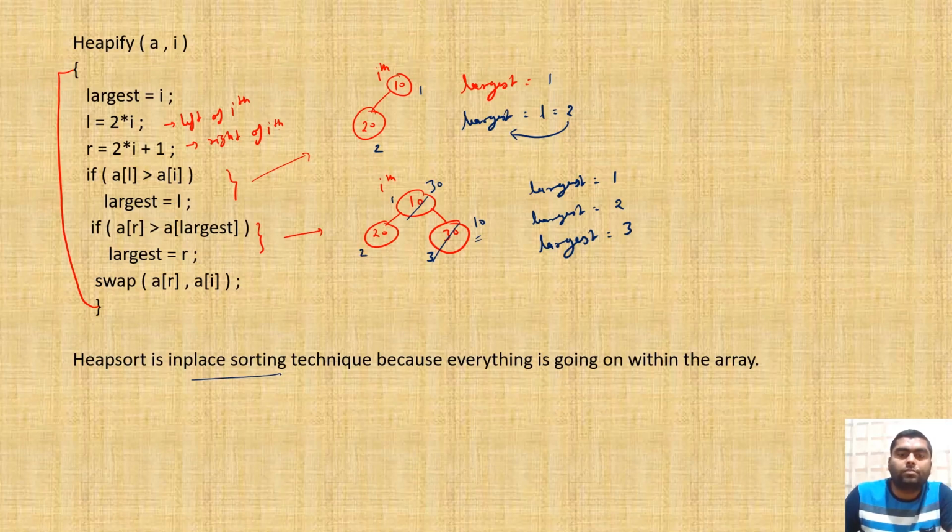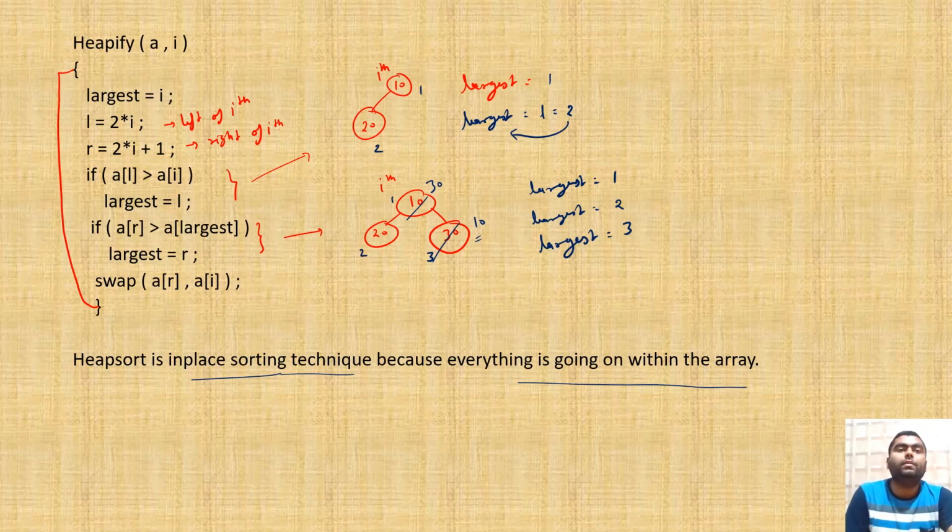Why is it an in place sorting technique? So I will show you later on. It is an in place sorting technique because everything is going within the array. So that's why in place sorting technique. All these things are in a single array. We are not taking any extra space. That's why we can say it is an in place sorting technique.